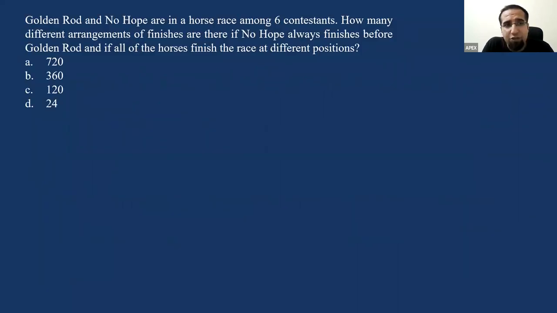Now, this is again a very easy question on permutations and combinations, since we have already done it in the class. Goldenrod and No Hope are two horses which are amongst the 6 contestants that we are looking at.